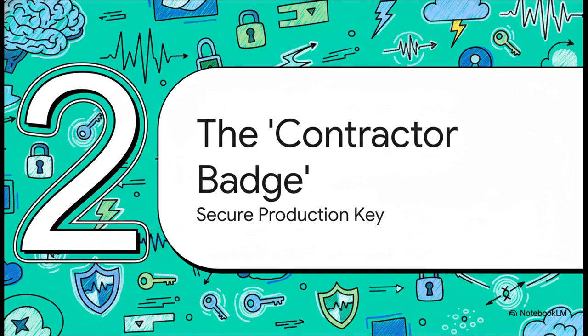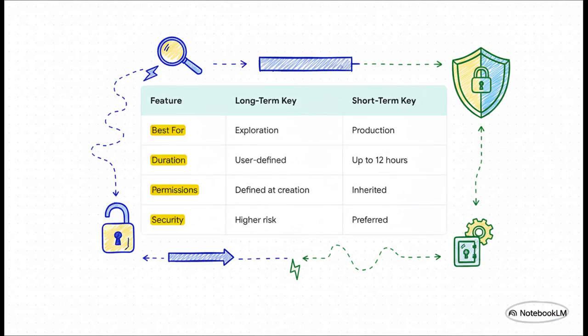This is the short-term key, and we're going to call this one the contractor badge. It's secure, it's temporary, and it is purpose-built for production environments where security is everything. Now, what I love about this slide is how clearly it lays out the trade-offs. The visitor pass is easy. It lasts a long time, which is awesome for a quick test, but it's a higher risk if it gets compromised. The contractor badge, on the other hand, is short-lived, it inherits permissions, and it's the hands-down winner for security.